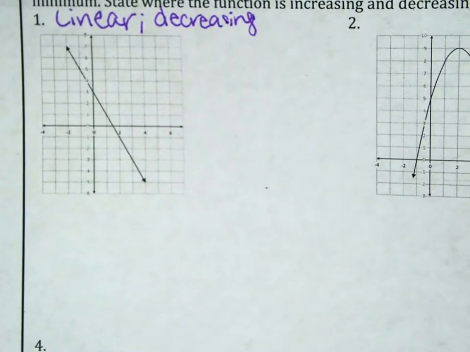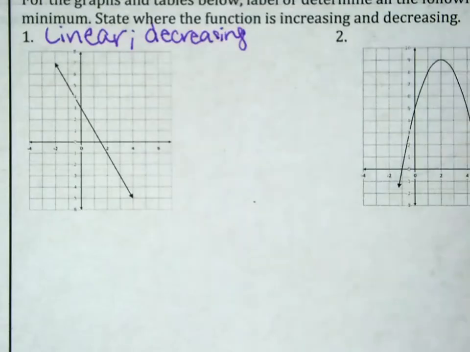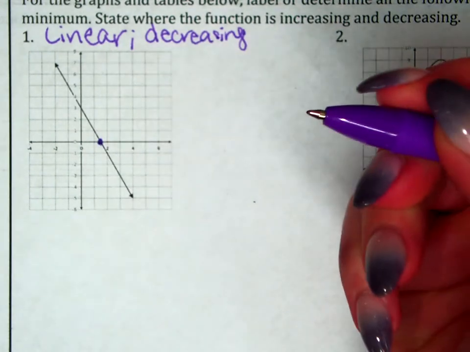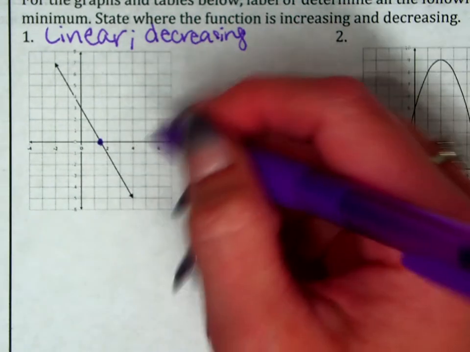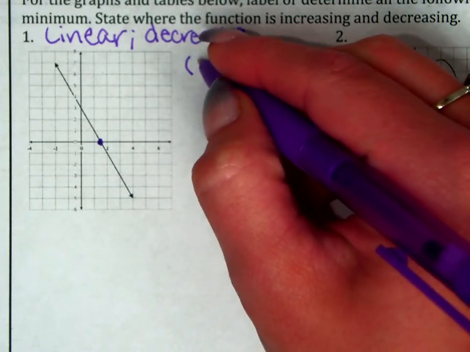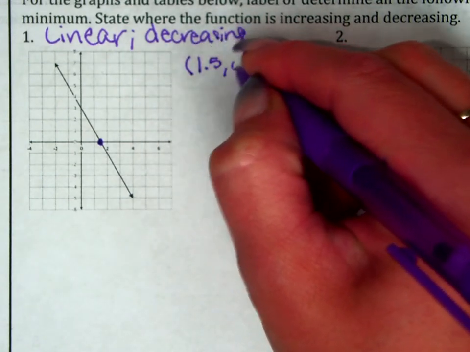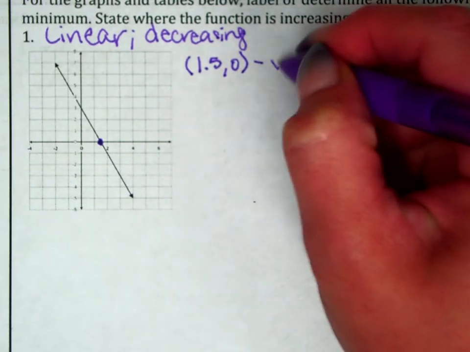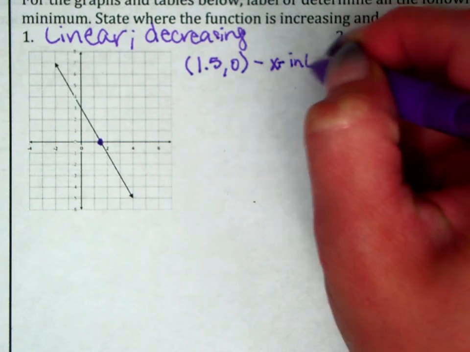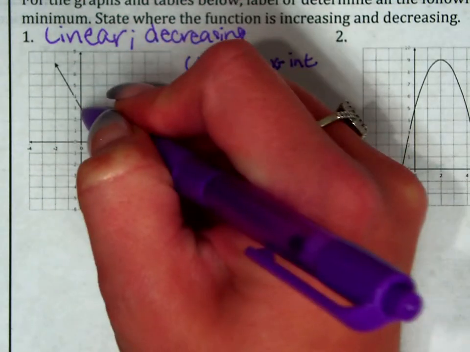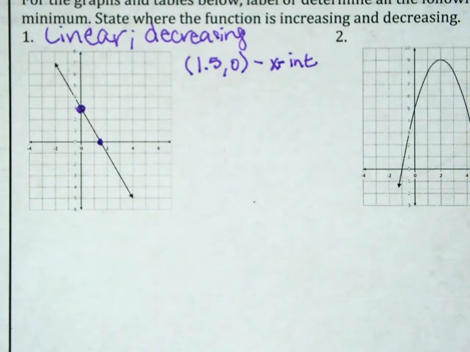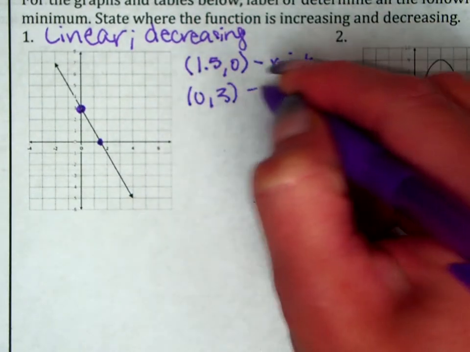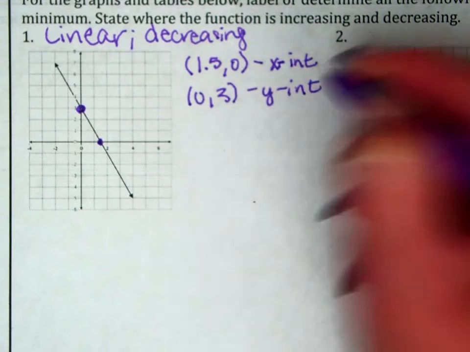Alright, so looking at this graph, I think we can both agree that my x-intercept is right here. So my x-intercept, I would say, is at approximately 1.5, 0. And then if I look here, my y-intercept, where it crosses the y-axis, would be at 0, 3. So that's my y-intercept.